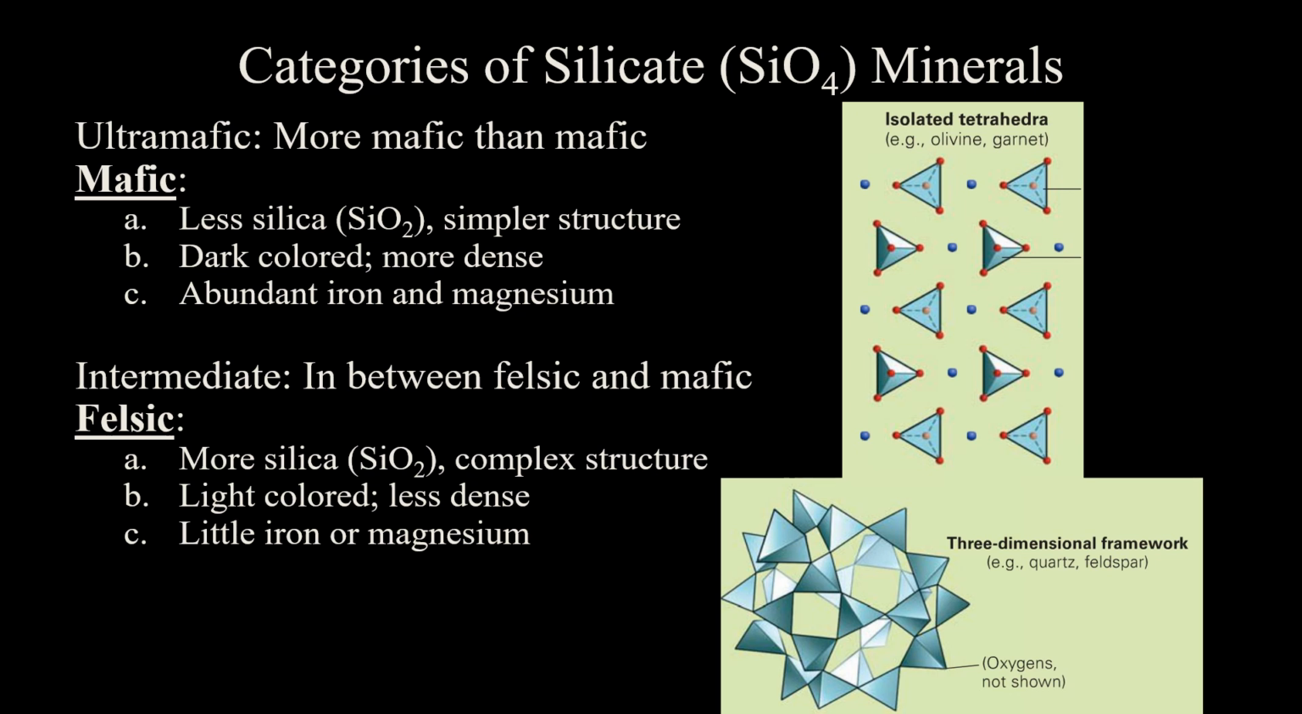Felsic comes from feldspar and silica. These are rocks that have a lot of silica. They tend to have a very complex structure. They don't have a lot of iron and magnesium, which means that they're relatively light in color and they're low in density.